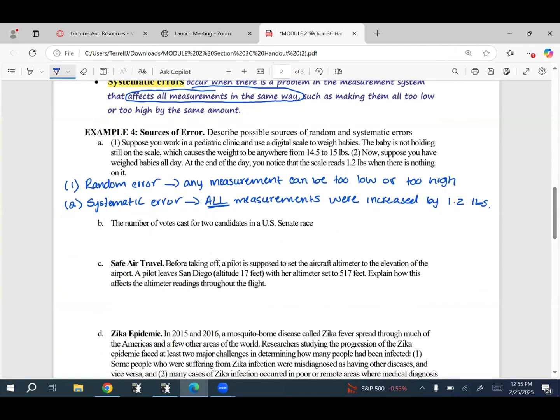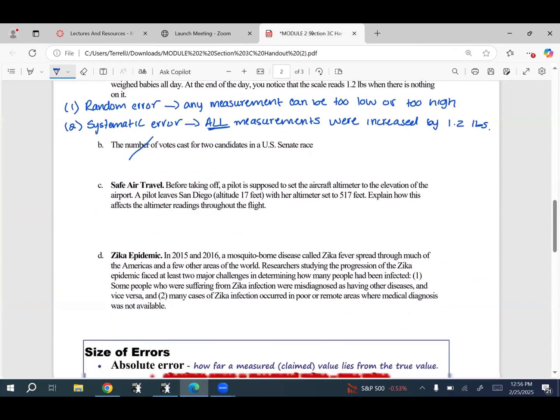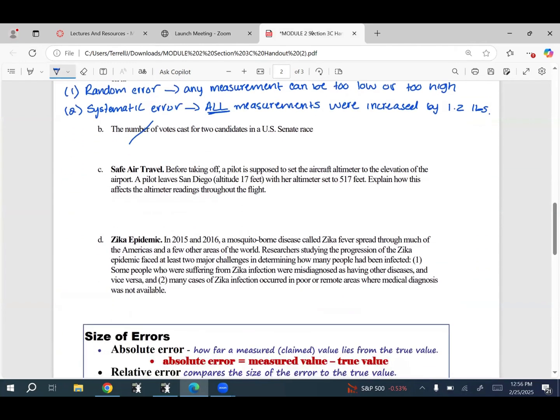I'm going to skip B because I didn't finish this, but let's do C and D. Before taking off, a pilot is supposed to set the aircraft altimeter to the elevation of the airport. A pilot leaves San Diego, the altitude is 17 feet, but her altimeter is set to 517 feet. Explain how this affects the altimeter reading throughout the flight. So we want to figure out, is this a random error or a systematic error?